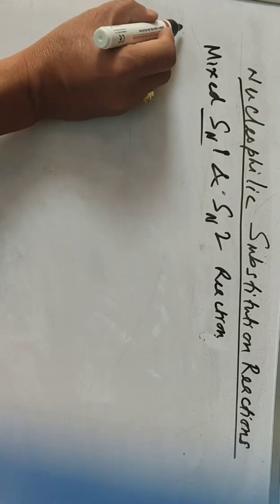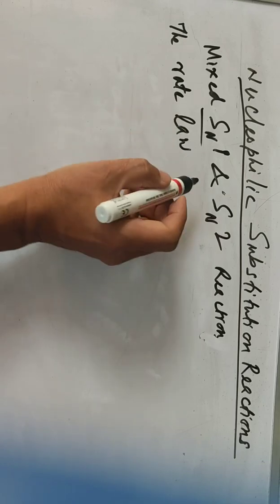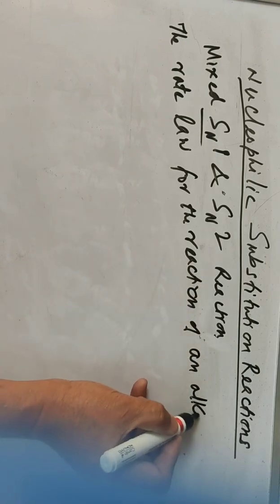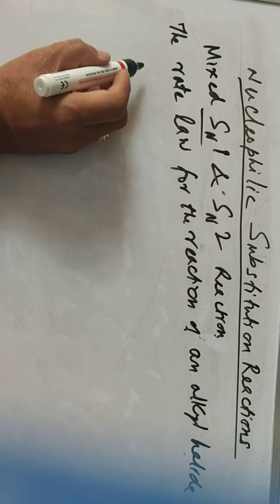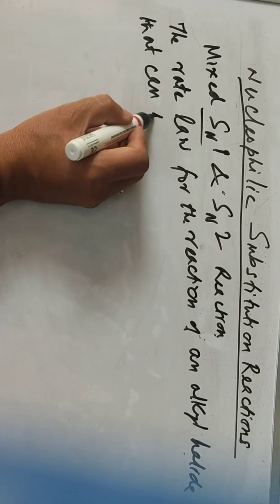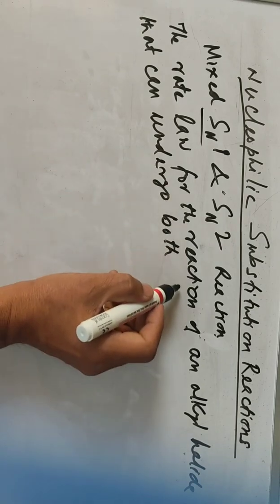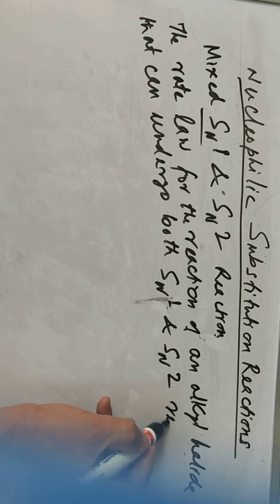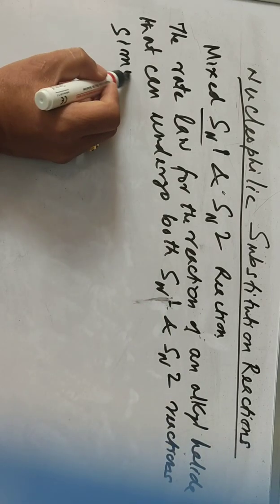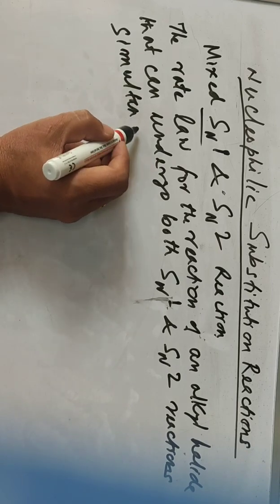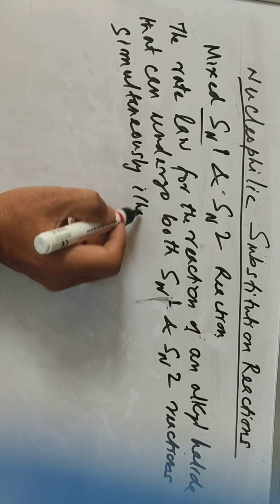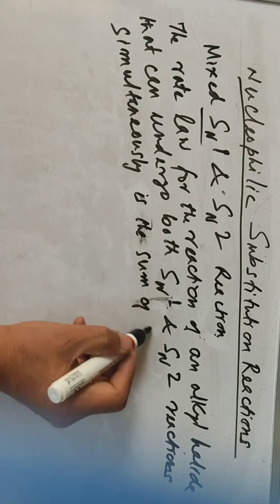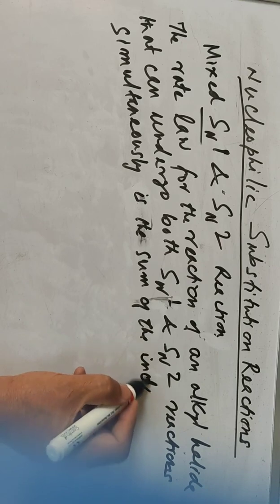So I am writing here again: the rate law for the reaction of an alkyl halide that can undergo both Sn1 and Sn2 reactions simultaneously is the sum of the individual rate laws.